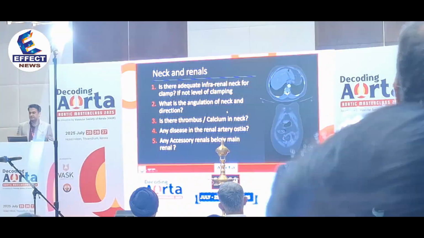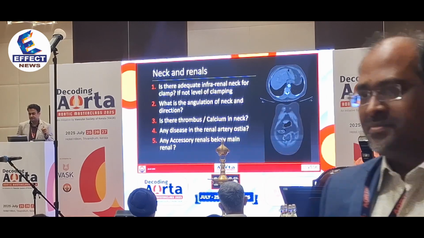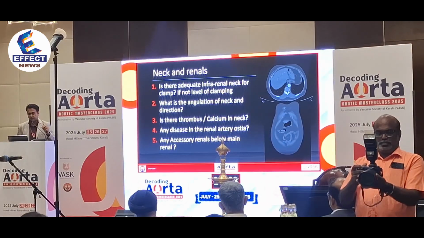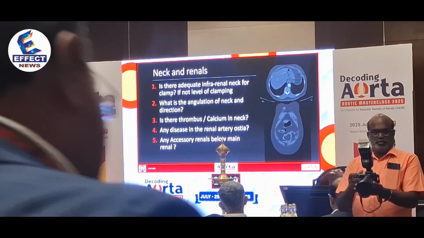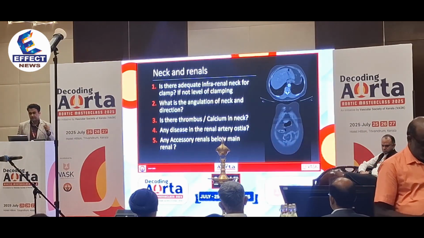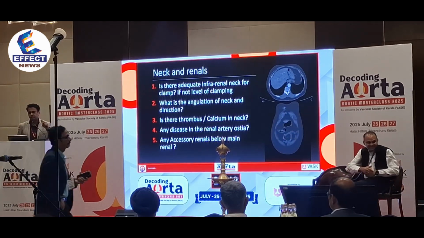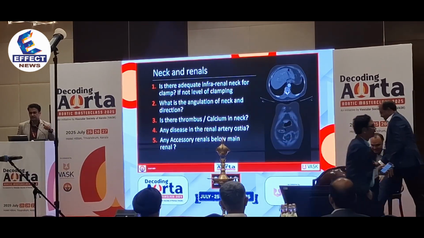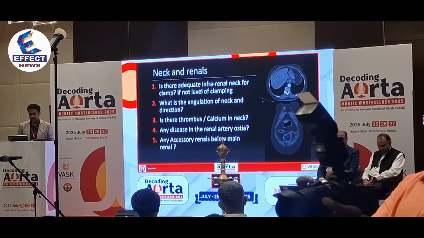Again, you need to look at the renals in detail. If your clamp is very close to the renals, is there renal ostium disease? Because you could cause plaque shift and damage to the renal artery flow. And again, accessory renal arteries, sometimes they are seen. If they are there below the main renal artery, you need to particularly locate them, because when you put your clamp, you may be jeopardizing these arteries. You need to decide whether you want to salvage them or sacrifice them.